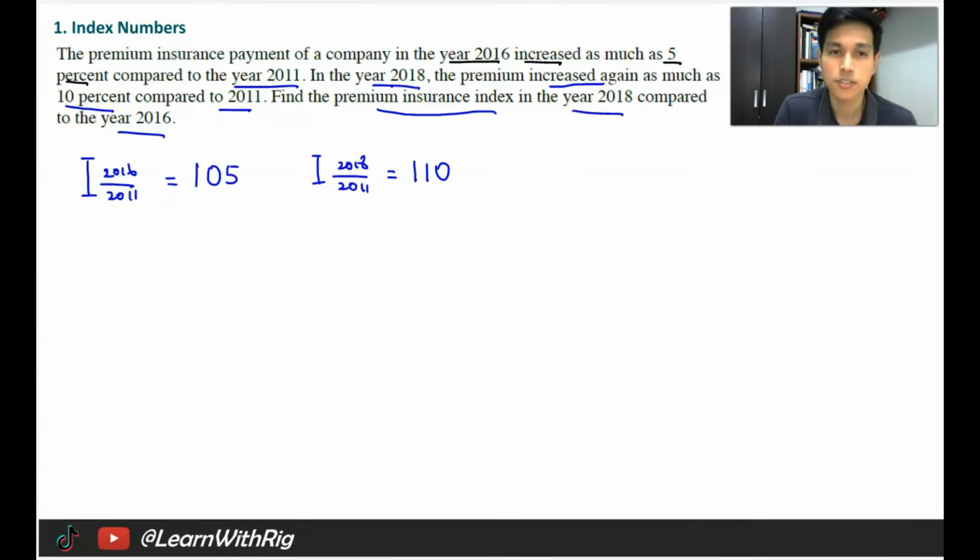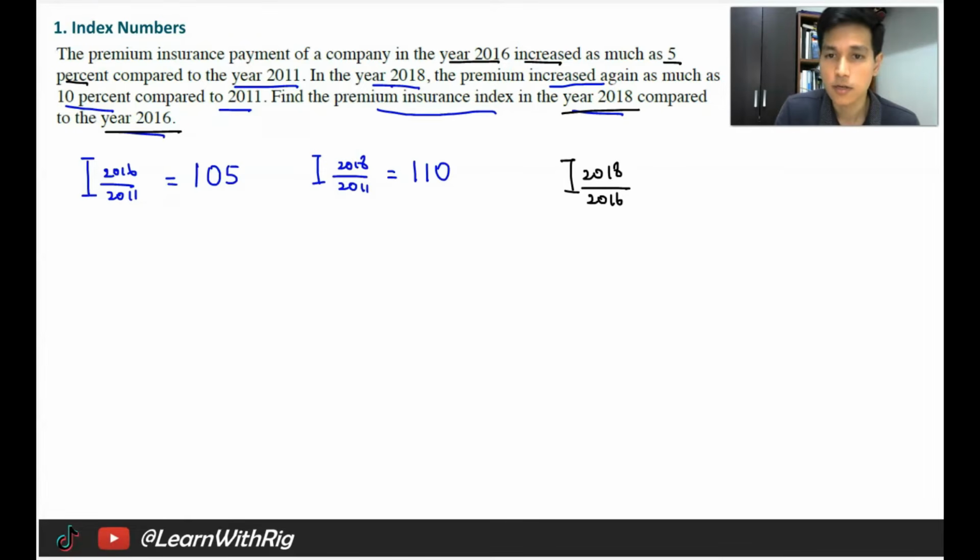So you see this one also has 3 years involved. You have 2018, 2011, and 2016. Okay, 3 years involved. So wait, before that, what are we looking for? We are looking for the index of 2018 based on 2016. Okay, that's what the question is asking for.